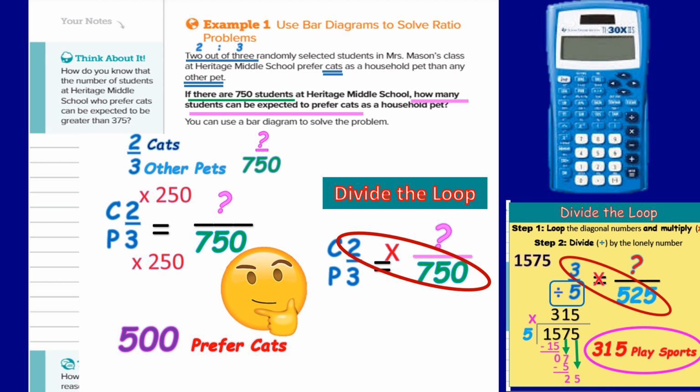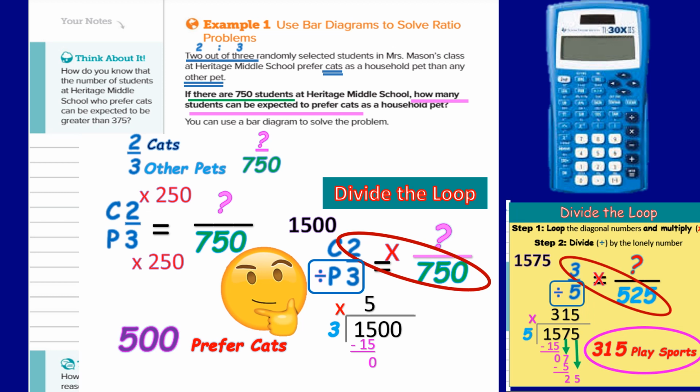My two numbers that are diagonal to one another are the 2 and 750. So I multiply those. I type into my calculator 750 times 2, and that equals 1,500. Then I'm going to divide by the lonely number, which is a 3. So inside my division box is my product of 1,500 dividing by 3. Will 3 go into 1? No. Will 3 go into 15? Yes. How many times? Well, if you don't know, then you take 15 divided by 3 and you find out that's 5. So 5 times 3 is 15 with 0 as my remainder.